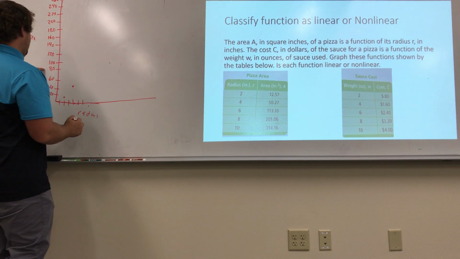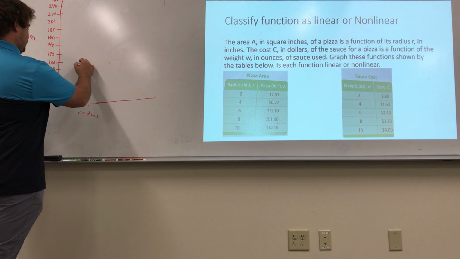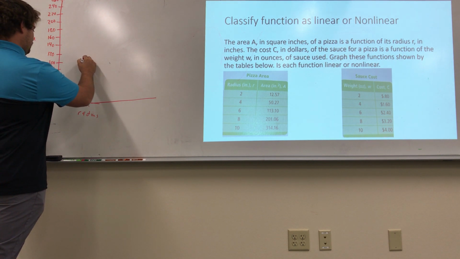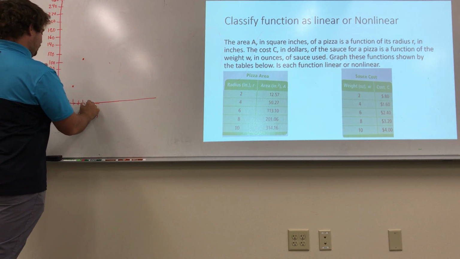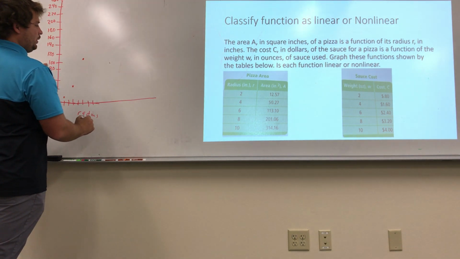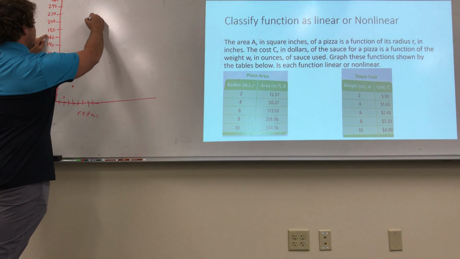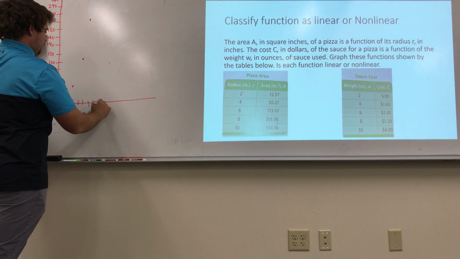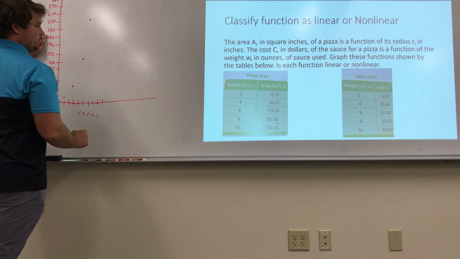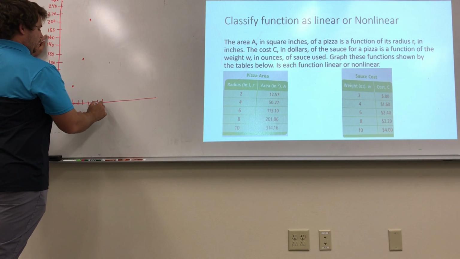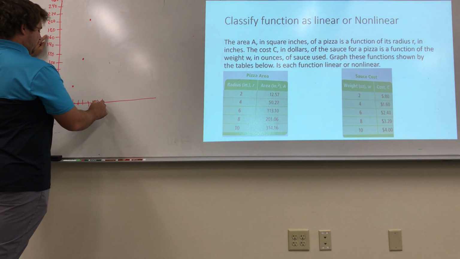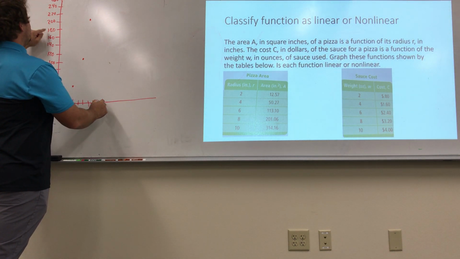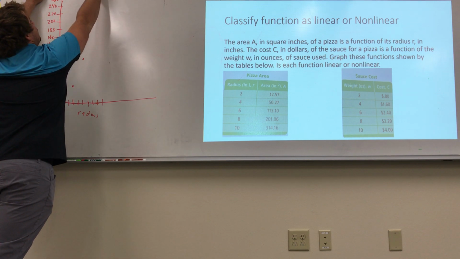Six is 113. Okay. 8 is 201. Okay, and then 10 is 314.